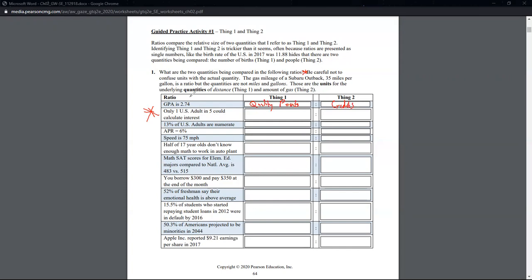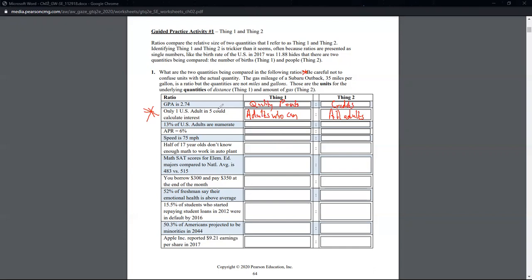This is not saying one adult to 4 adults, so 1 can and 4 can't. This is not a thing 1 is those who can and thing 2 those who can't. This is the people who can, so the adults who can calculate interest to all adults. This is a very important type of proportion where we're comparing a part of something to an entire population.